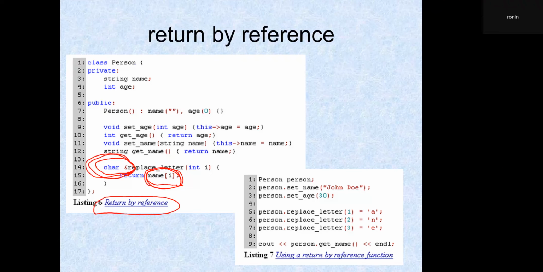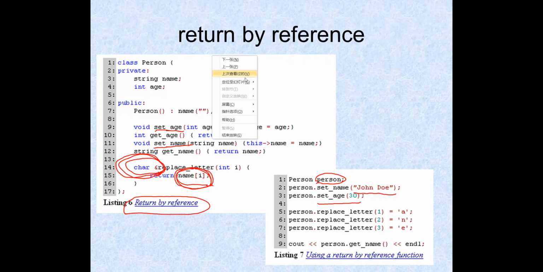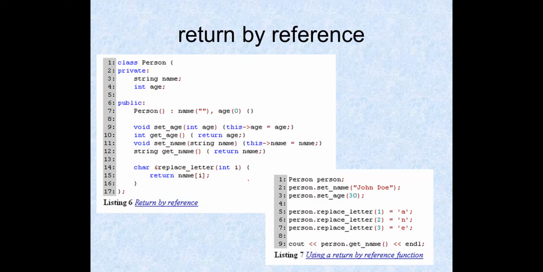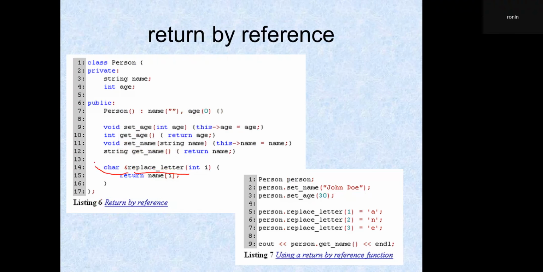Look, in this function, a person is an object, and we set its name to John Doe. The age is 30. Look, set name right here, set age right here. Then replace letter. This function is return by reference. That means it will return these values' reference. Replace letter 1 is A, letter 2 is N, letter 3 is E.